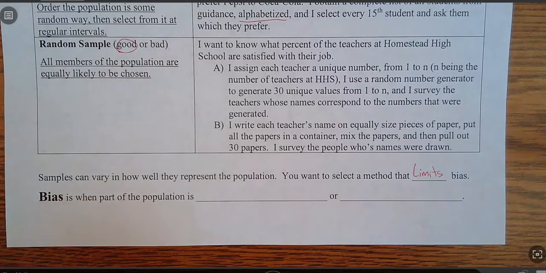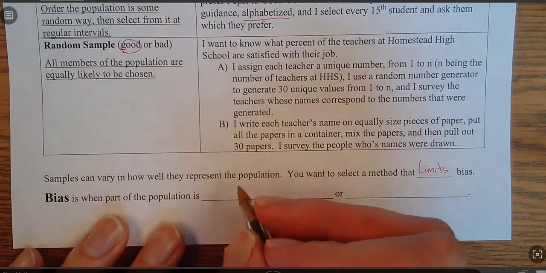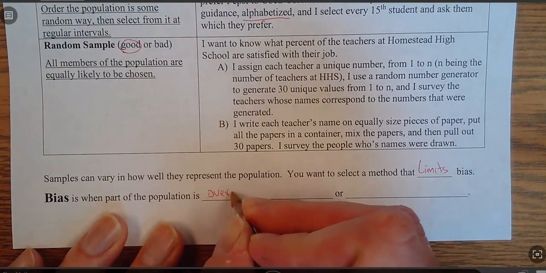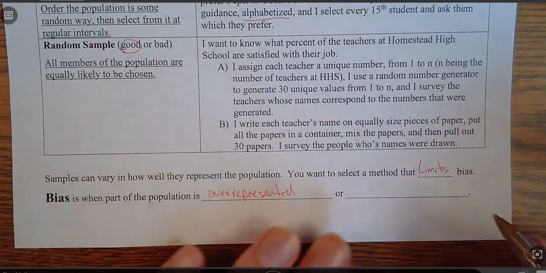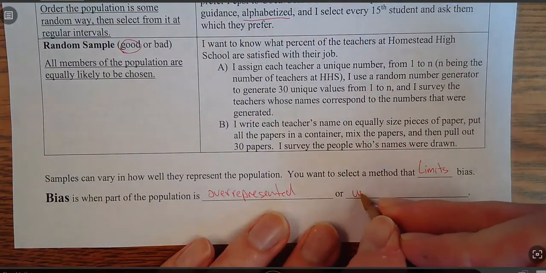Now it's bias. So bias is when part of the population is either over-represented or underrepresented.